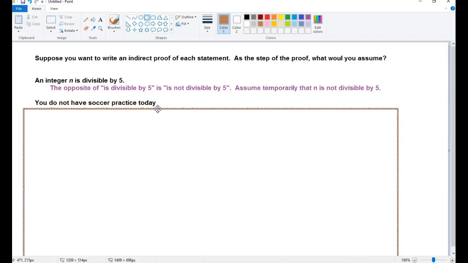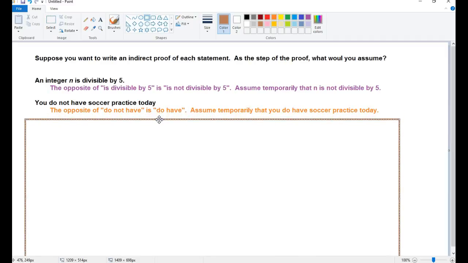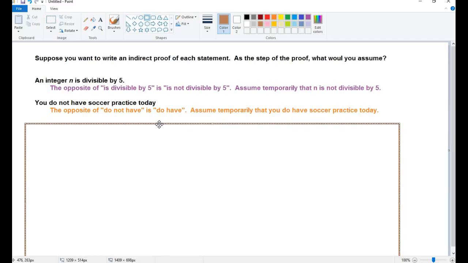Second one: you do not have soccer practice today. Think of the opposite of this. The opposite of do not have is do have. Assume temporarily that you do have soccer practice today.